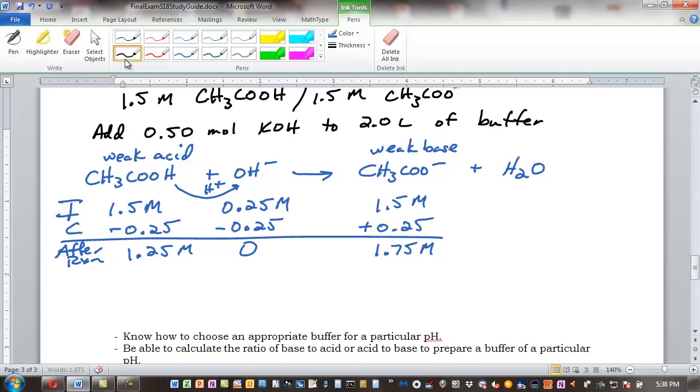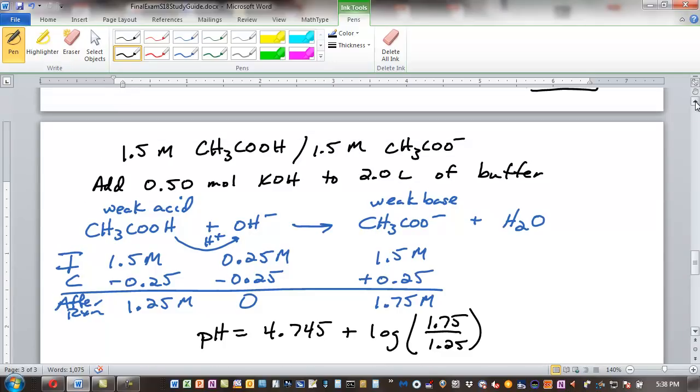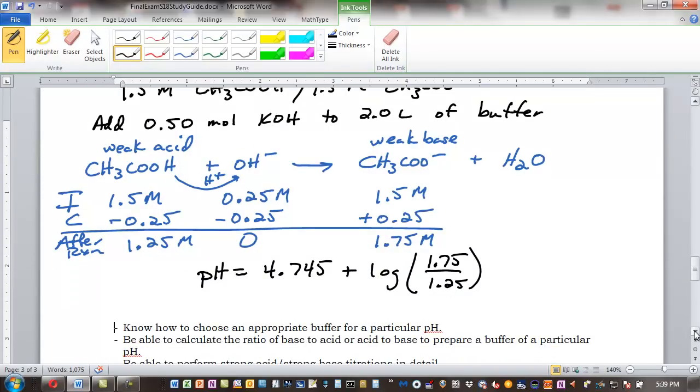So when we plug into the Henderson-Hasselbalch equation, it is base over acid. Take a look at your previous calculation. Again, I used the same numbers, but in the previous calculation it was 1.25 for the base and 1.75 for the acid, whereas in this one they are the opposite. The base has gone up, the acid has gone down. So this one, we end up with a pH of about 4.89.